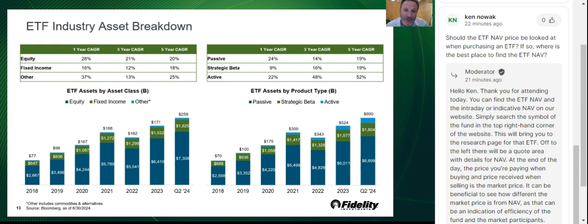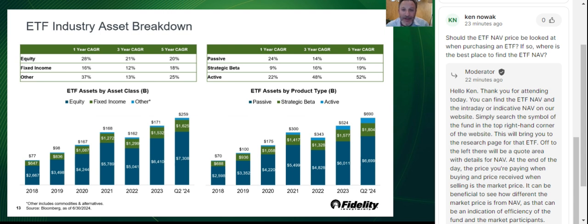On the left side, thinking more about it through an asset class lens, again, most assets are invested in equity. I think it's closer to about 80% of the assets. The growth rate obviously looks tremendous at 20%, but keep in mind a lot of that is just that we've had a pretty good run in equity markets, so that's been boosting what we call a CAGR, or the compound annualized growth rate.